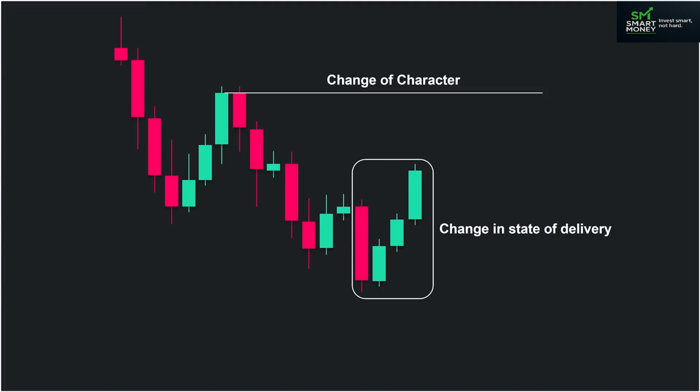However, it's important to note that not every change in the state of delivery pattern you see on the chart will lead to a successful trade, especially if it occurs in the middle of nowhere with no clear structure or context. To trade CISD effectively, it must align with other market factors and conditions.